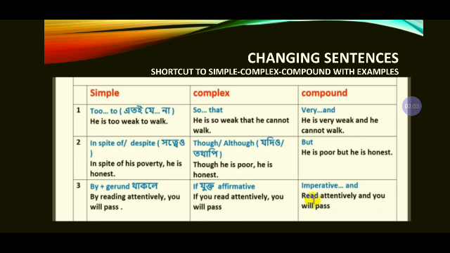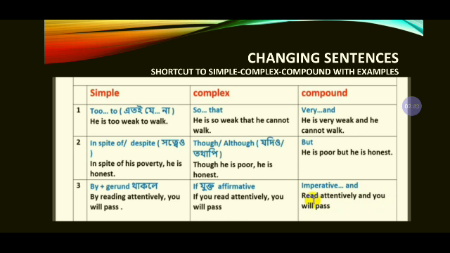Number two, in spite of or despite in the simple sentence, the phrase is with in spite of or despite. Bangla meaning সত্ত্বেও. In spite of his poverty, he is honest. Look, in spite of his poverty is a phrase and he is honest is a clause. So here is one clause in the simple sentence, and in the complex we change the phrase into a subordinate clause starting with though or although. Though he is poor, he is honest. In the compound, he is poor but he is honest.